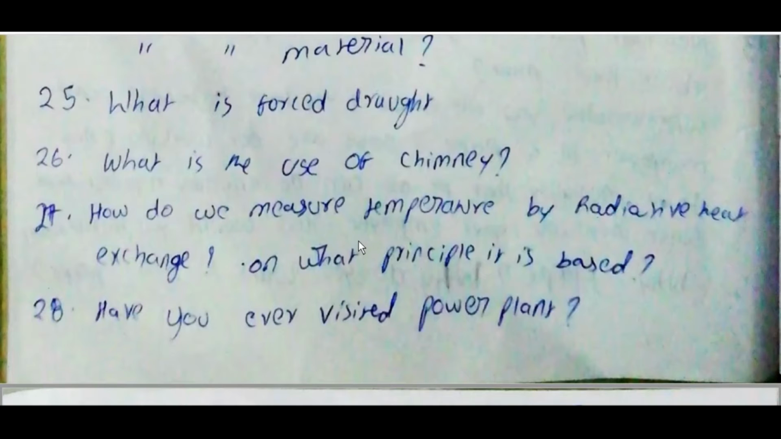How do we measure temperature by radiative heat exchange? On what principle is it based? Pyrometer, also known as infrared thermometer or radial thermometer or non-contact type thermometer, is used to detect the surface temperature of an object, which depends on radiation, infrared or visible, emitted from the object.